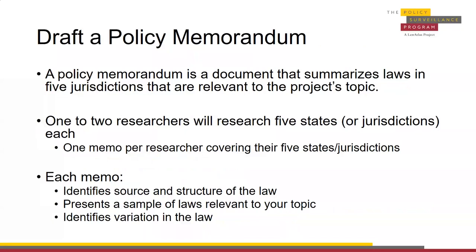The idea here is that after identifying the sources of law for each of these jurisdictions, you can look at the sample of relevant laws for these five sample jurisdictions. What this will allow your team to do, at the end of this process of drafting these policy memoranda, is compare what the law said in each jurisdiction about important elements of the law with what you've identified in your background memorandum. This then will help you identify variations in the law across these jurisdictions and potentially over time.